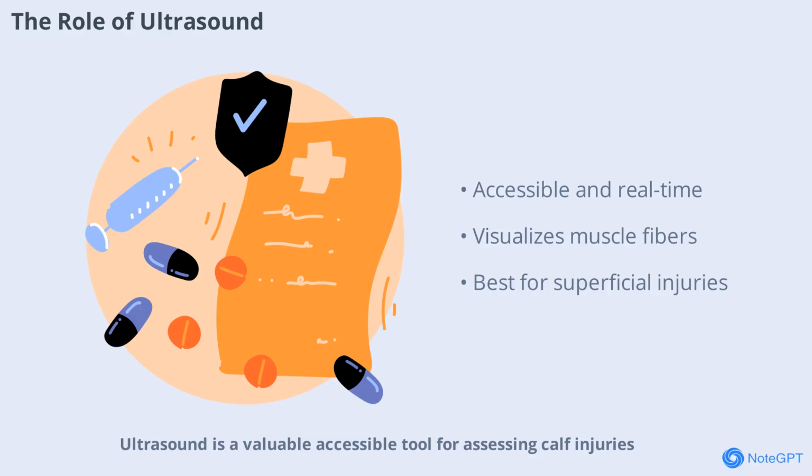Ultrasound is a valuable, accessible tool for assessing calf injuries, especially in the acute phase. It allows clinicians to visualize muscle fibers, detect hematomas, and monitor healing over time. Most protocols involve scanning the patient in a prone position, starting from the knee and moving down to the Achilles tendon. Dynamic assessments where the ankle is moved during imaging can reveal important details about muscle function and injury severity. However, ultrasound is less sensitive for deep injuries, particularly in the soleus muscle.